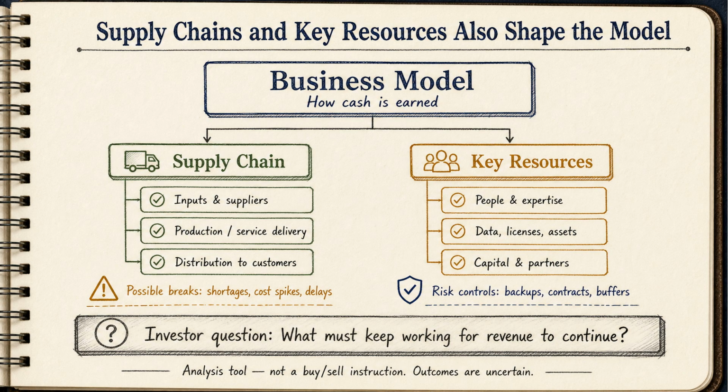Supply chains and key resources also shape the model. Some businesses depend on specific raw materials, chips, production capacity, skilled labor, licenses, distribution channels, or platform access. If supply tightens, costs rise, or a platform changes rules, the model can be repriced quickly. Growth is rarely a straight line. Critical resources often decide whether the line can continue.